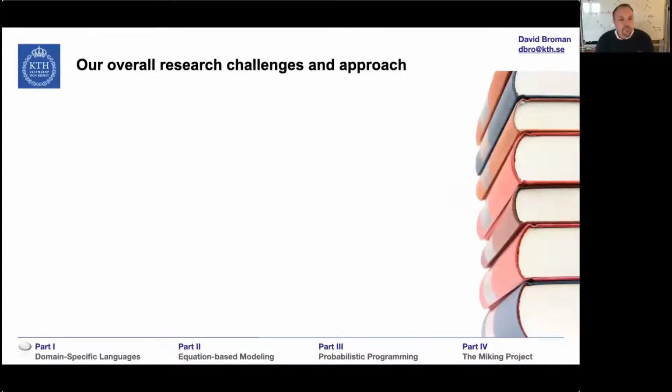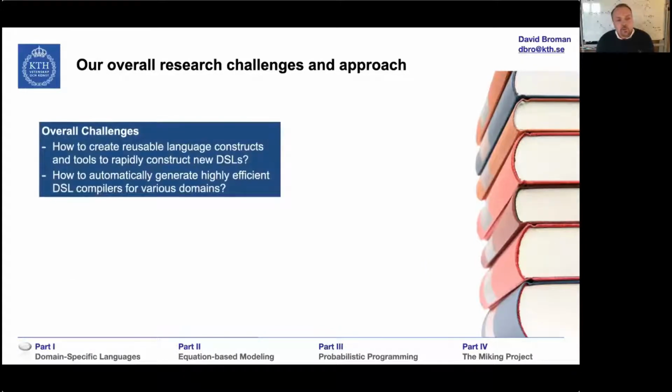Okay, so if you look at the overall challenges, what I try to do and what we try to do in our group is basically two main things. It's basically how to create reusable languages and constructs and tools so that we can make rapid development of domain-specific languages. I mean, you can always do it from scratch every time, but that takes a lot of effort.